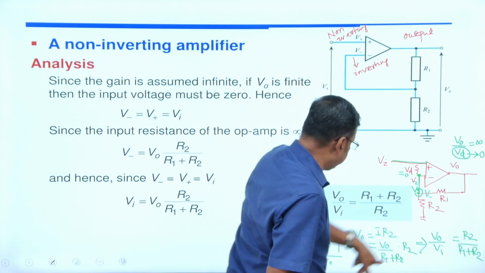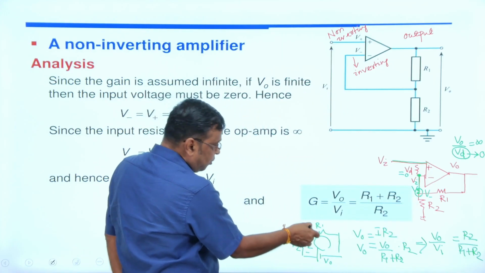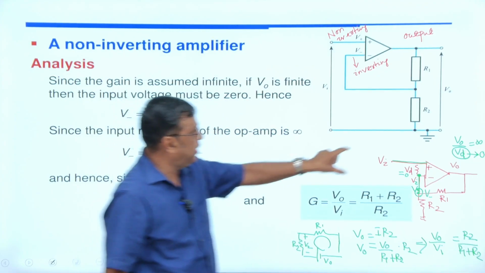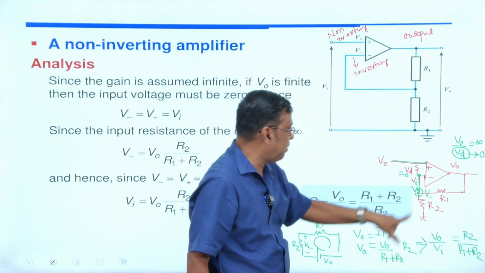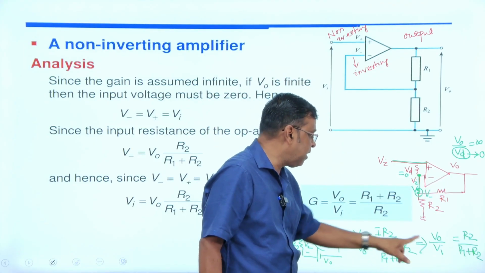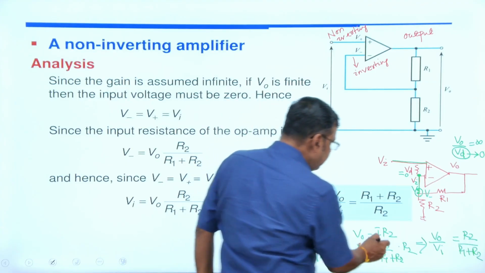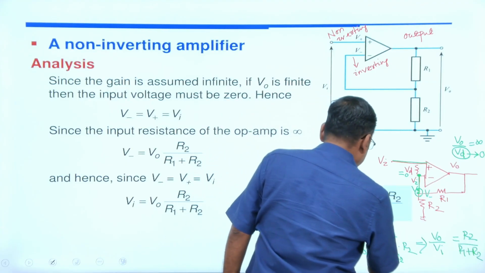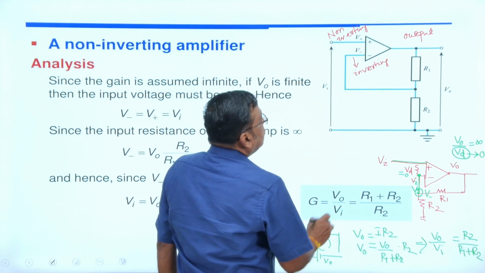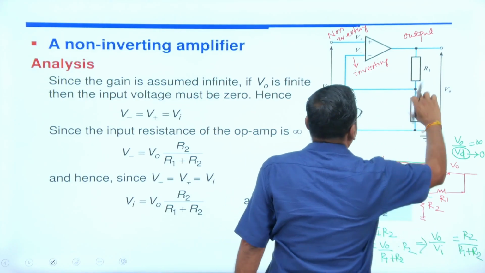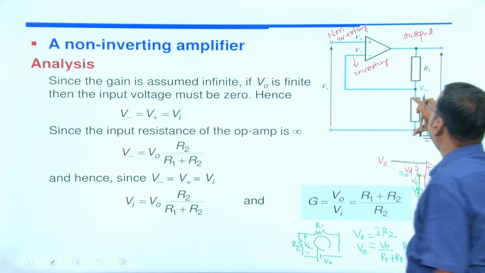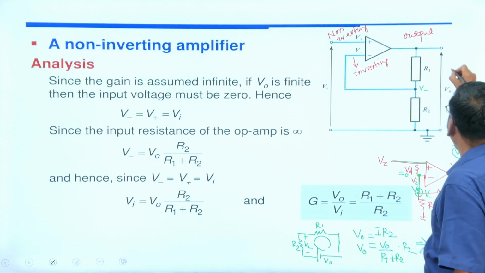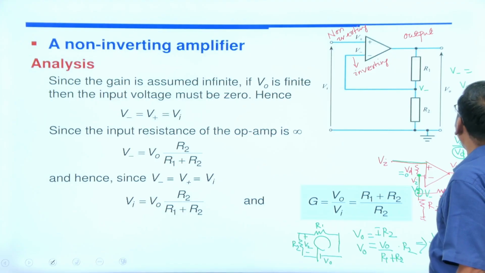V minus equal to V0 into R2 by R1 plus R2. Simply you can find out the current equal to V0 by R1 plus R2, then find out this voltage, that is I into R2, where I equal to V0 by R1 plus R2. Then the voltage equal to I into R2. That's why, this is your Vi, this voltage is Vi. If this is V minus, this is also V minus. V minus is how much? You can apply the voltage division rule. V minus equal to V0 into R2 by R1 plus R2 using the voltage division rule.